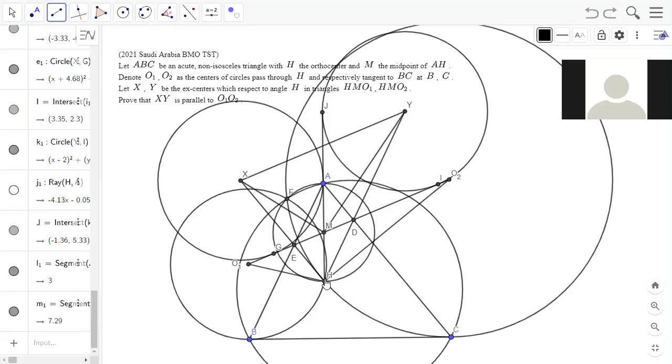Yeah, and FCH, I think we can calculate it. It's not really that hard to calculate FCH. And FHA is also an easy angle to chase. So when we add the two, then we need to calculate XHO1. XHO1 is equal to FHO1 minus FHX. And we can calculate FHO1. It is equal to 90 degrees minus FBH.